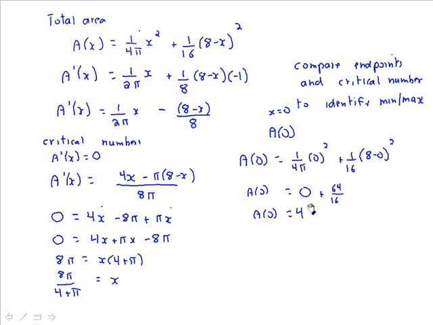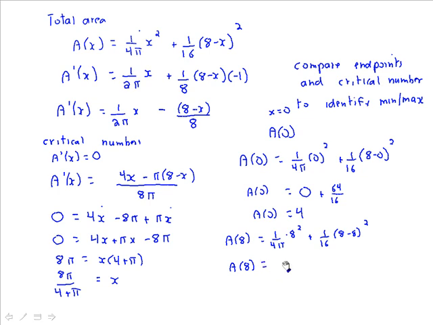And then we go for A at 8. And I'll do this on the same page because I think I can sneak that in. A at 8 is equal to 1 over 4 pi times 8 squared plus 1 over 16 times 8 minus 8 squared. Now, it shouldn't be too surprising that when you put those endpoints in, one of the areas, either the circle or the square, will disappear.